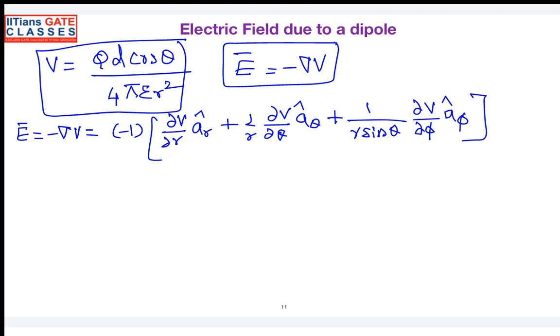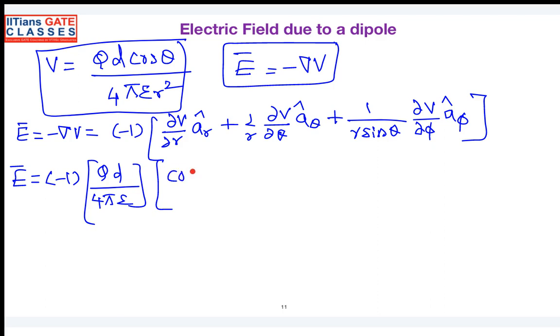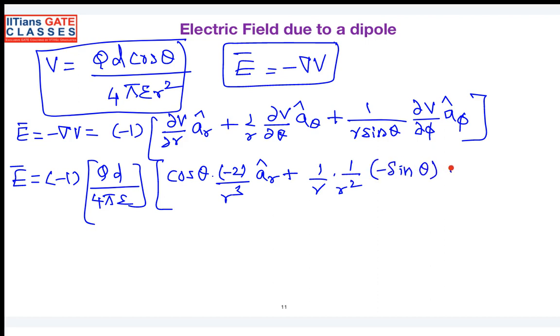So you can find out the value E is equal to minus 1 into QD by 4 pi epsilon is a constant, you take it outside. So dou V by dou R means, so cos theta is also constant, and differentiation of 1 by R square is minus 2 by R cube into A R cap plus 1 by R into 1 by R square is a constant, and differentiation of cos theta is minus sin theta, A theta cap. So you can simplify that and rearrange it.